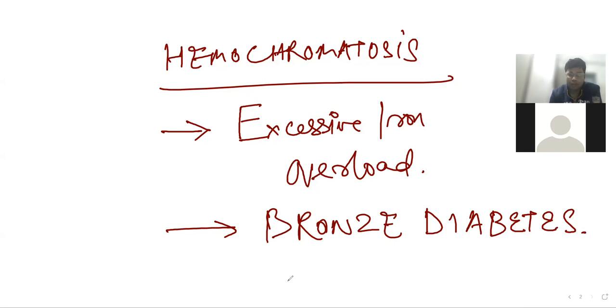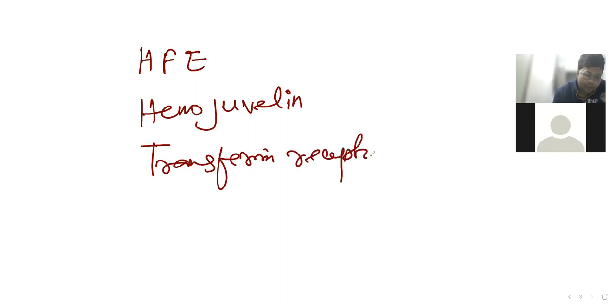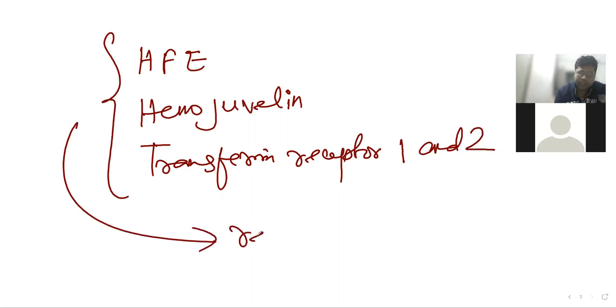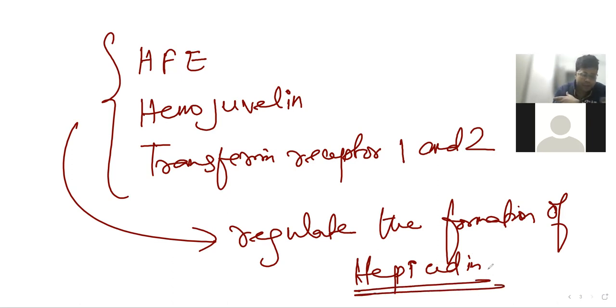Okay, so how does this hemochromatosis happen? There are some genes, like HFE, then a gene known as hemojuvelin, and another gene, transferrin receptor 1 and 2. So what do these genes do? They regulate the formation of hepcidin. Okay, so what is this hepcidin? Hepcidin causes ferroportin degradation. That means it leads to iron absorption through intestinal cells.